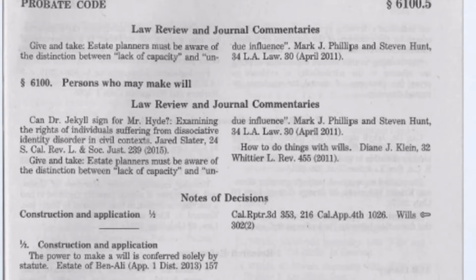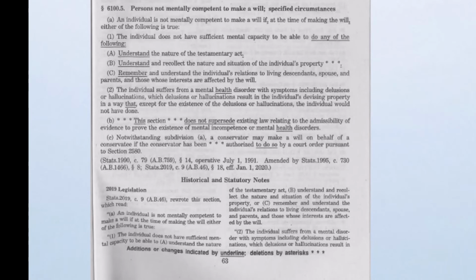Now look at 6100.5. There is new statutory language here. So there has been a change to this section. What they do is they republish the entire section, and you can see the changes. If you look down below, it tells you that additions or changes are indicated by underlining and deletions are indicated by asterisks. So there you can see some language has been added and some language has been deleted.